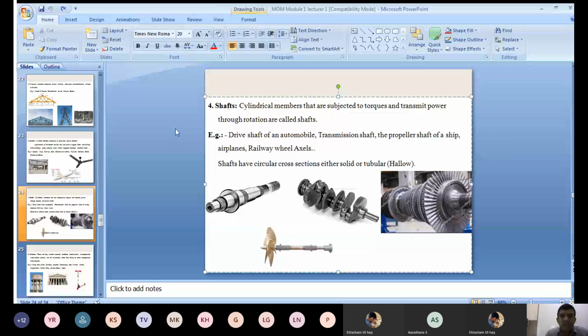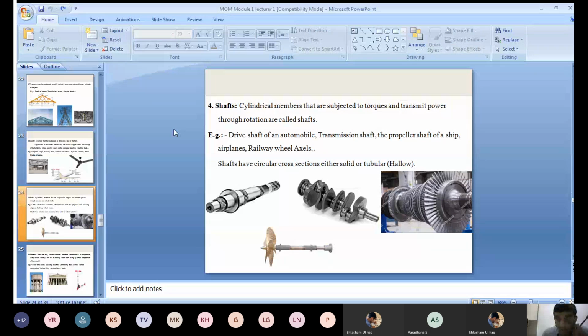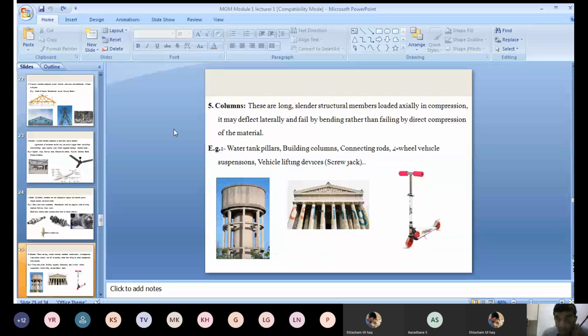Next one is columns, but actually it is not in your syllabus, though the heading is given as shafts and columns. Columns are also slender members, meaning the length is more compared to the cross-sectional dimension, but subjected to what type of load? Only compressive load. When it is subjected to compressive load, it fails due to buckling. Buckling means what? Initially it is straight.